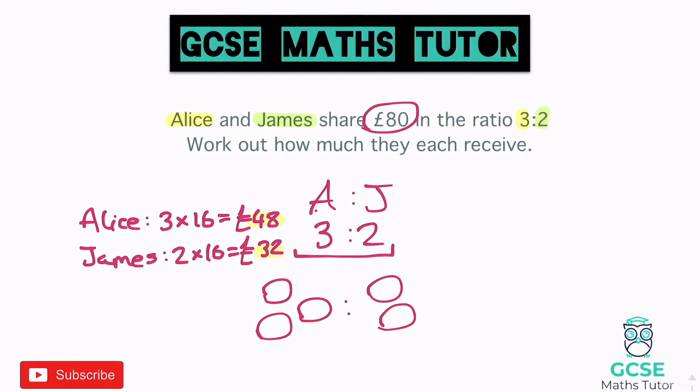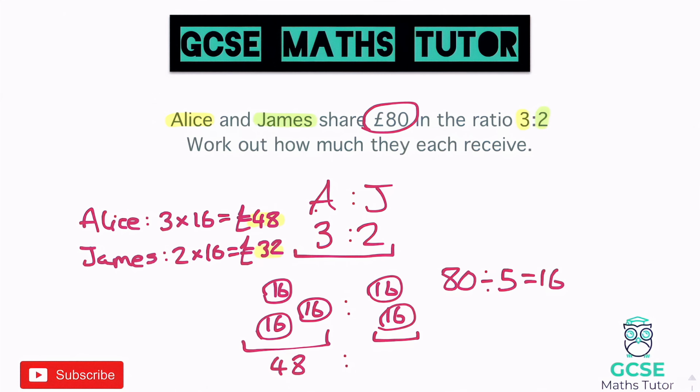We know that that £80's got to be split between those 5 piles, so we can do 80 divided by 5. It's a very similar process, gives us 16. And then you can just fill in each of those little piles of money with 16s. There we go. And then obviously just count them up there. So Alice is getting the 3 of them, and those 3 are worth 48. And James is getting the 2, and that's worth 32. So you could rewrite it as a ratio, 48 to 32. Obviously it's about money, so it would include the pound sign there.